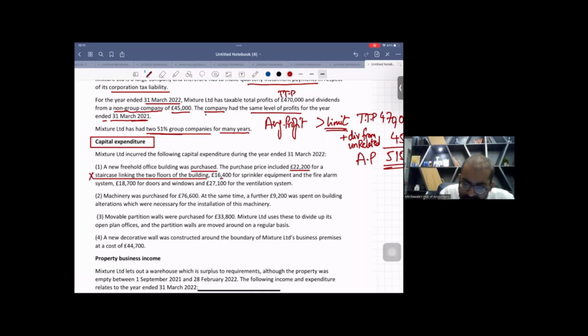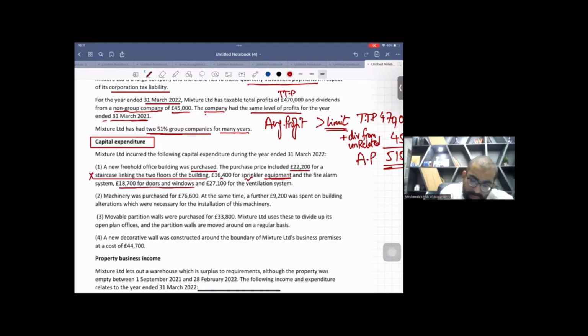16,400 for sprinkler equipment. See the word equipment. Equipment itself is plant and machinery. All equipment is plant and machinery. The firefighting equipment, these all are plant and machinery. Then the fire alarm system. Yes, this is part of plant.